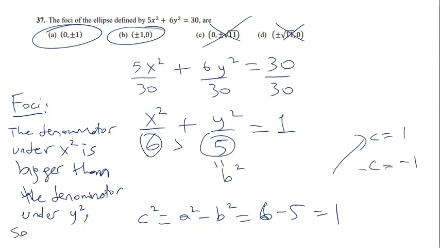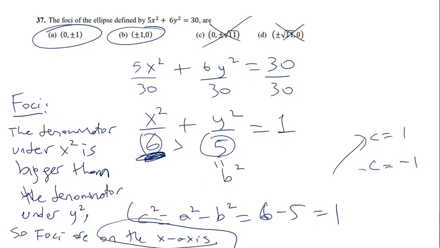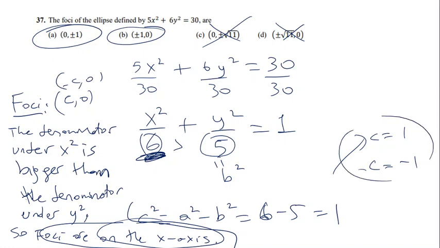So foci are on the x-axis. So this is the idea. You have 6 bigger than 5, so the foci has to be on the x-axis. Foci are on the x-axis. So it means it will be c, 0, and minus c, 0. If you use this one, it will be b only, because this is foci are on the y-axis.